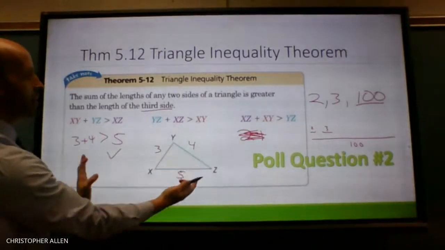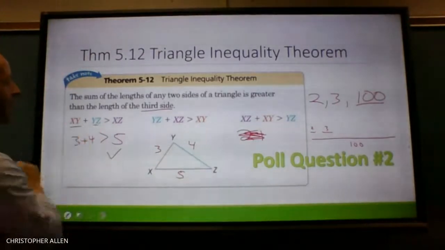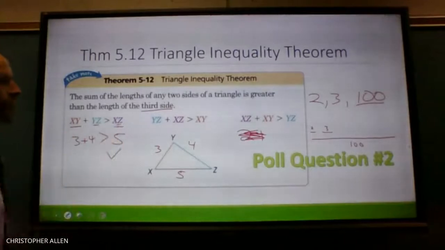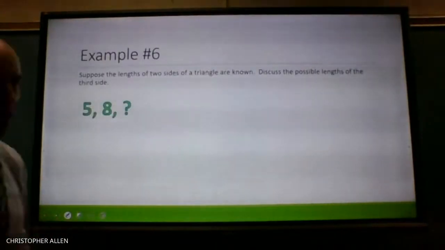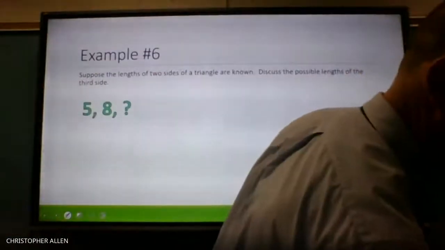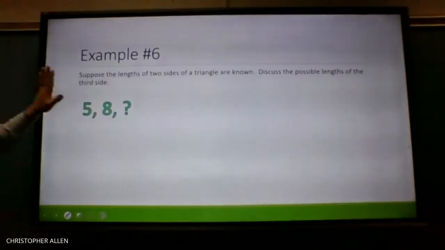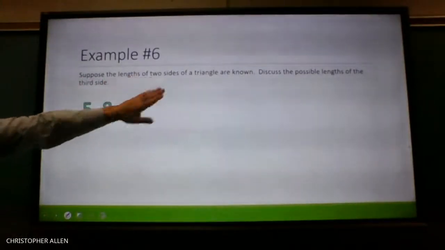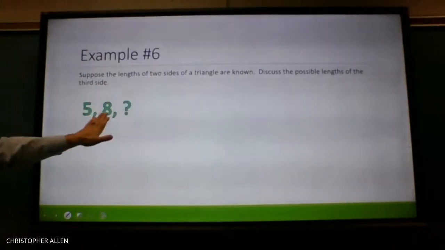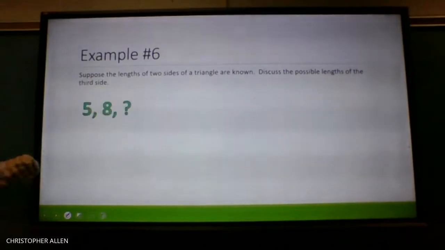And the theorem is simple. It just says you should be able to add any 2 sides of a triangle, and it should be longer than the third side. All right, guys, so we're at time here. I want to finish this off. I'm sorry we're running a little bit long here, but I do want to talk about this. It says, suppose the lengths of 2 sides of a triangle are known, 5 and 8. Discuss the possible lengths of the third side.